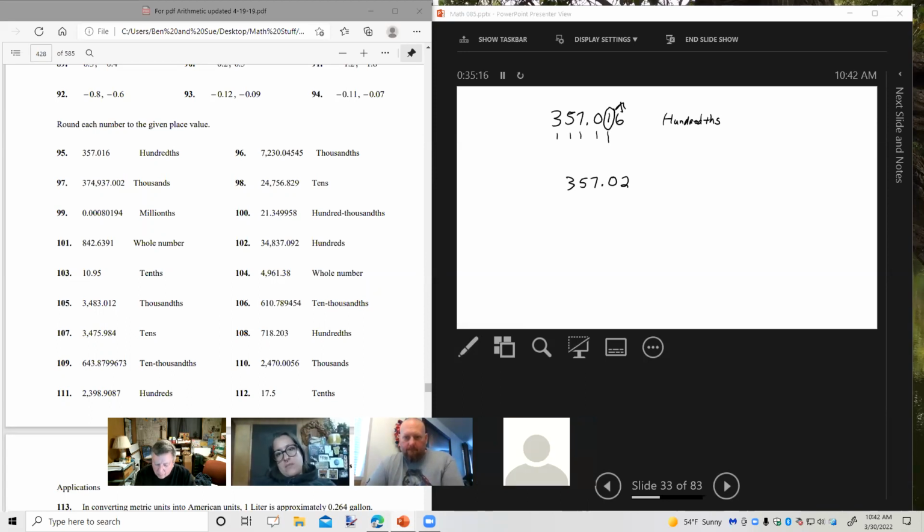Now, I want to point something out. You might have a tendency to put a 0 here, but you really don't want a 0 there because it says round to the hundredths column. So there shouldn't be anything beyond the hundredths. Any questions about that? All righty. Let's take a look at this one.